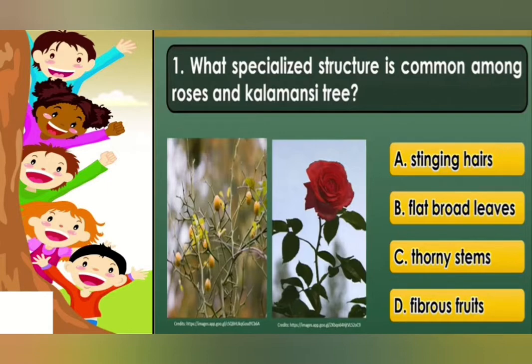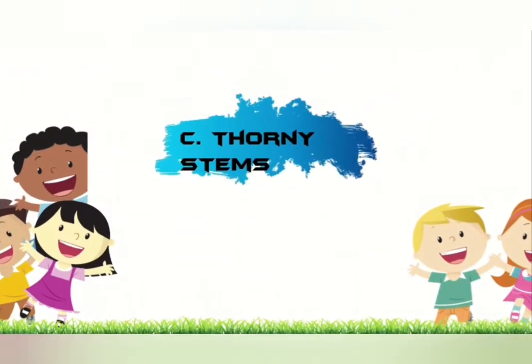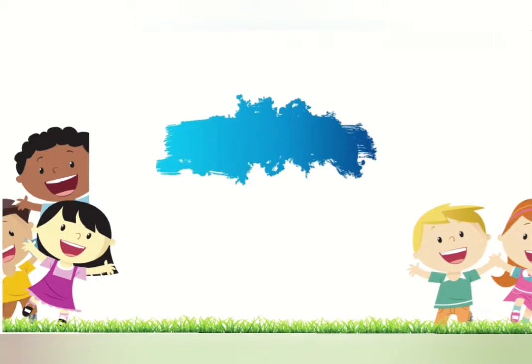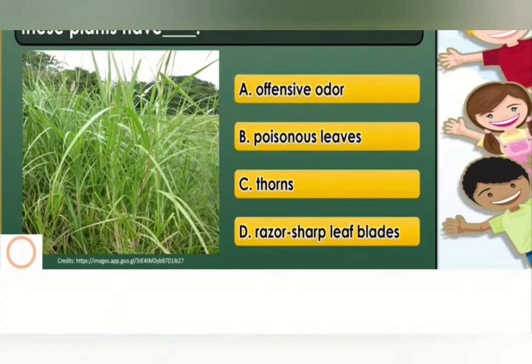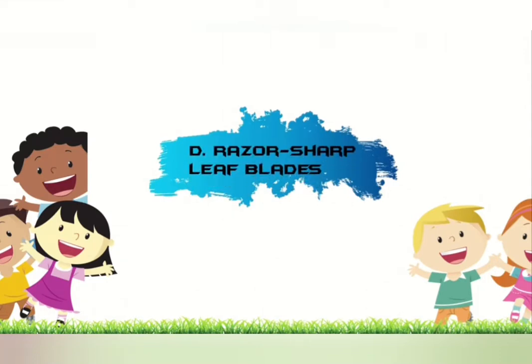Okay, so the right answer is letter C, thorny stems. Very good. Next question. Cows don't feed on talahib grass because these plants have... If your answer is letter D, you got it right. Okay, razor sharp leaf blades.